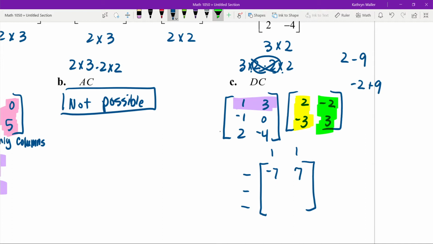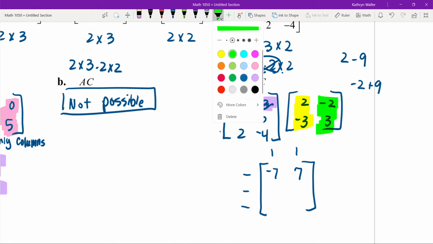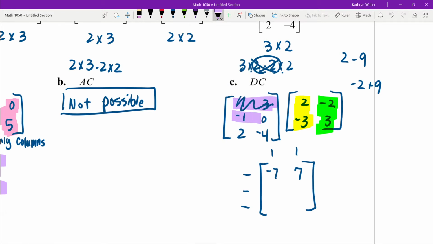Okay, and now I'm out. So this is gone, and now I'm going to change rows. So I'm changing this. So -1 times 2 is a -2, 0 times -3 is a 0, a -2 and a 0 gives me a -2. Now I'm going purple to green. -1 times -2 is a +2, 0 times 3 is a 0, 2 plus 0 is a 2.